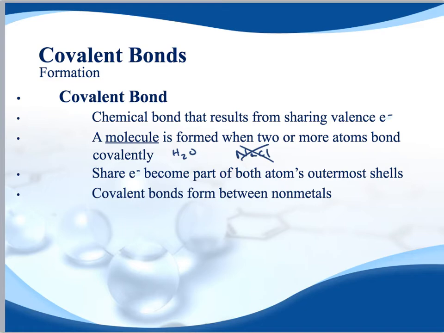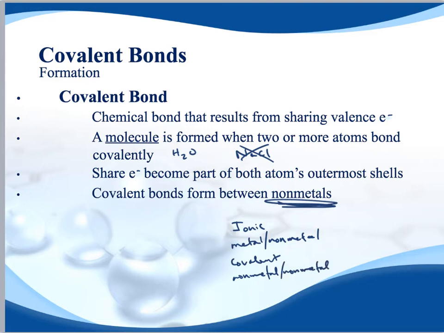The shared electrons become part of both atoms' outermost shells. Covalent bonds form between non-metals. So we had ionic bonds that were between a metal and a non-metal, and then we've got covalent, which is 2 non-metals. All right, so hopefully we can keep those straight.